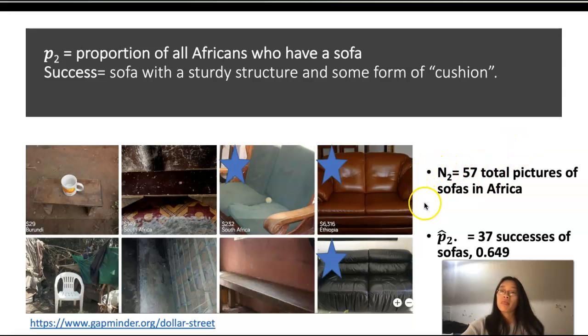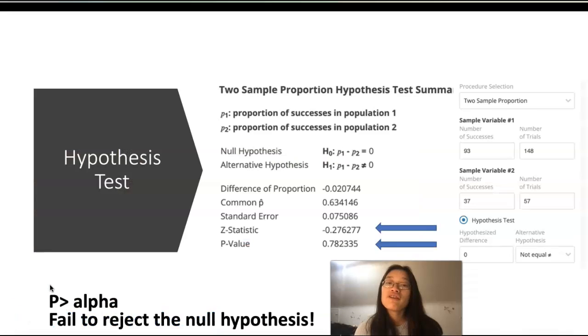After I looked through all the pictures, I found 57 total pictures of sofas, but only 37 of those sofas were a success, which turns out to be 65% for p-hat 2. So using the information provided, I conducted a hypothesis test to determine whether there is any evidence of a difference in my chosen proportion.